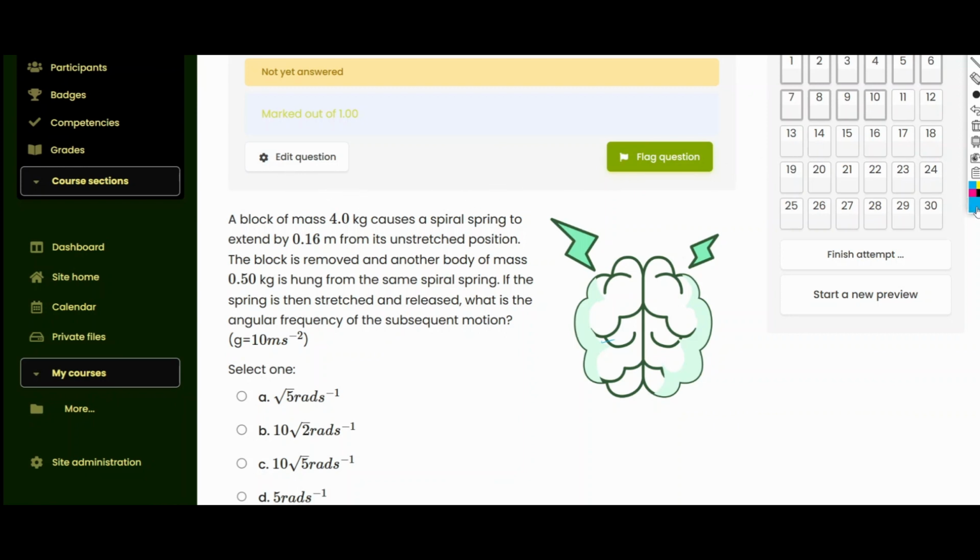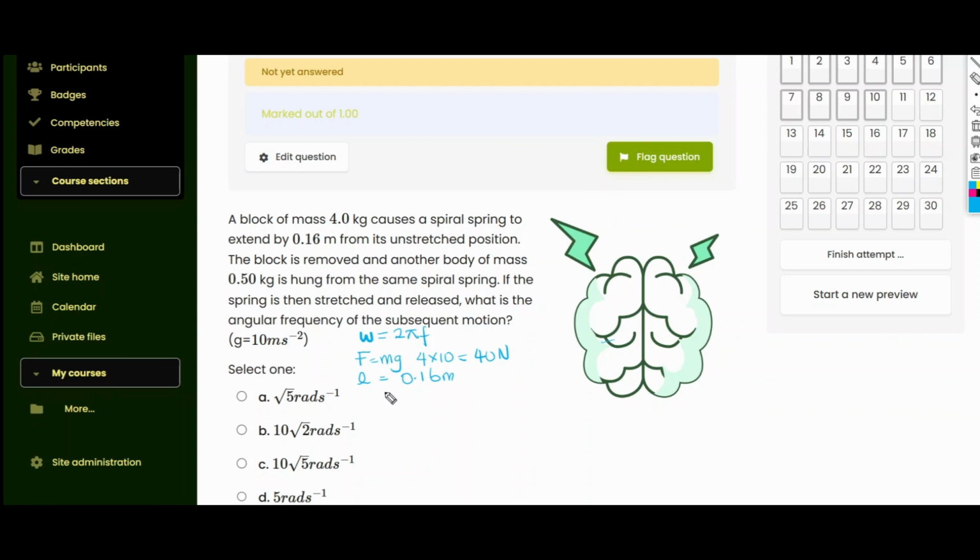Okay, the first thing is we know the formula for angular frequency: W is equal to 2 pi f. So we begin by finding the force constant. The mass has been given to be m, so we multiply it by gravity. It's going to be 4 times 10 equals 40. So we have 40 Newton as our force. We have our extension as 0.16 meters.